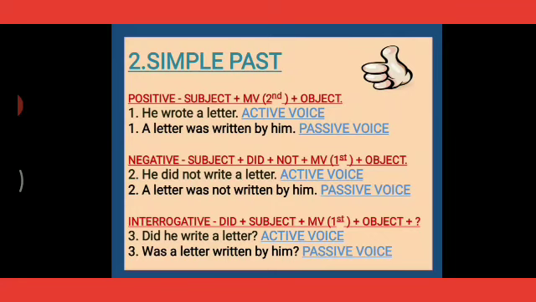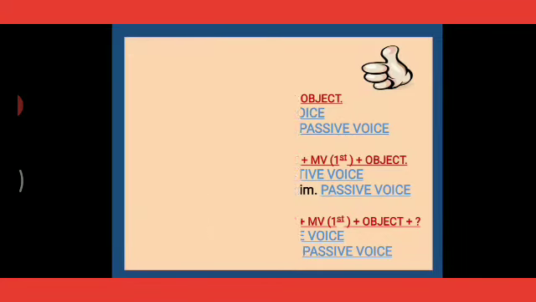At that position only, at that time only, just remember this thing: did is changed into was, were plus third form. So, did he write a letter? Was a letter written by him?